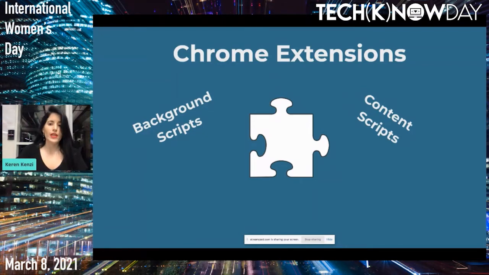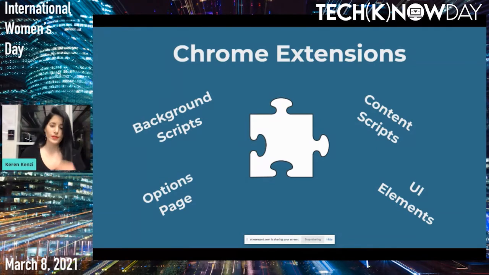Another component is the UI elements, like pop-ups and more. Those are the user interface of the Chrome extension. And there can also be an options page component, which, for example, allows the user to customize the behavior of the extension by providing options.